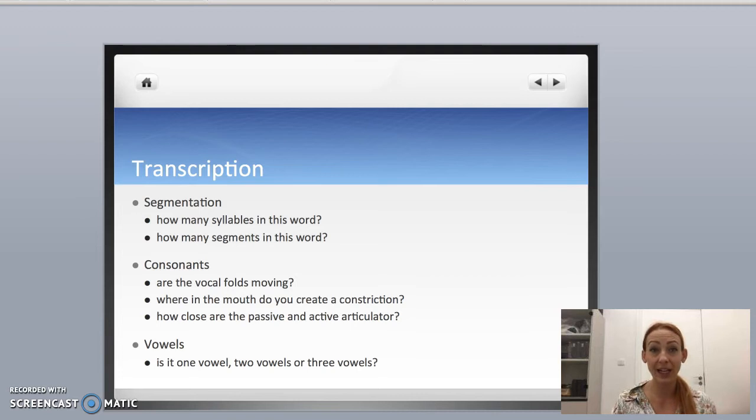And you will have to find out what articulatory properties those consonants have in order to find the right symbol. So you will have to find out the voicing of the consonant, the place of articulation of the consonant, and the manner of articulation of the consonant. And finally, you will have to also figure out the vowels. So the most important thing is how many vowels and which vowels there are. So let's go over each of the three steps in detail.